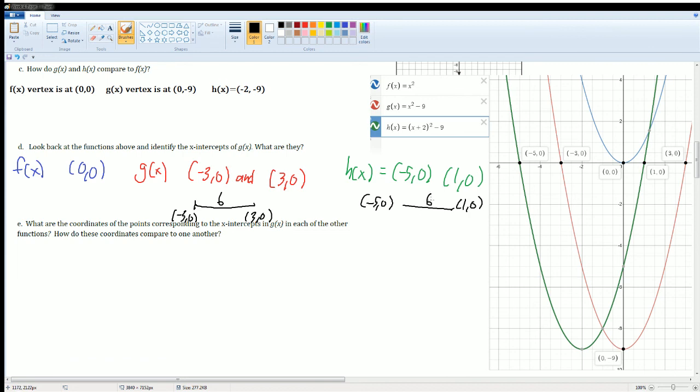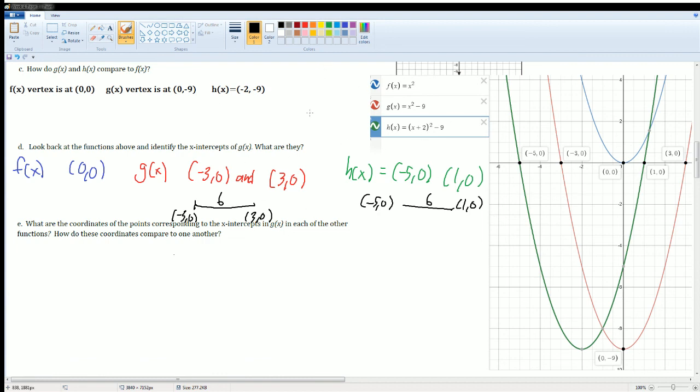Looking back at the function, identify the x-intercept. What are the coordinates of the point corresponding in x and g of x in each other's function? How do they compare? They have the same distance, but they're just shifted from each other. Here, they're just shifted 2 to the left, and it is because of this minus 2.